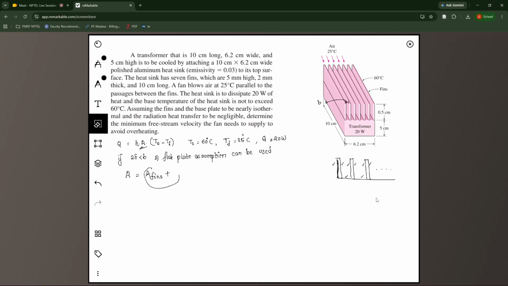So how would that be? In this particular case, we have 7 fins, and each fin has 2 surfaces. So the fin area is 2 times the height of the fin, given as 0.5 centimeter, cross the length of the fin, given as 10 centimeter. Plus we also need to calculate the base area that is directly exposed to air. Because we have 7 fins, it will be 6 bases, into length 10 centimeter, cross what would be the width of each of these.